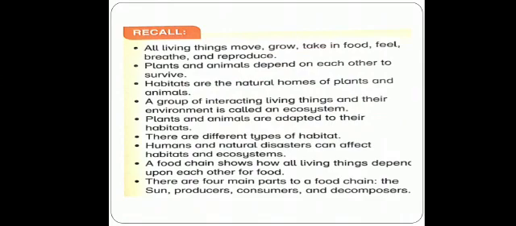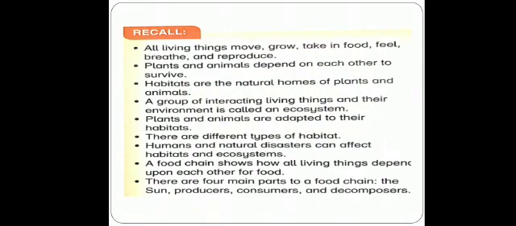Plants and animals are adapted to their habitats. There are different types of habitat. Human and natural disasters can affect habitat and ecosystems. A food chain shows how all living things depend upon each other for food. There are four main parts to a food chain: the sun, producers, consumers, and decomposers.